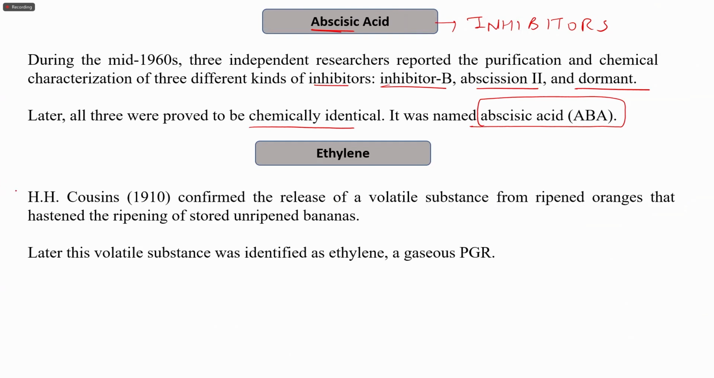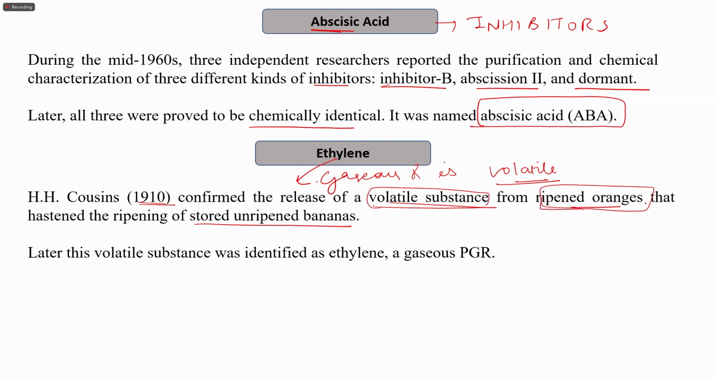H. Cousins in 1910 confirmed the release of a volatile substance from ripened oranges that hastened the ripening of stored unripened bananas. What was responsible for this? Ethylene was responsible, which is gaseous in nature and is volatile. Ripened oranges were releasing this volatile substance that hastened the ripening of the stored unripened bananas.